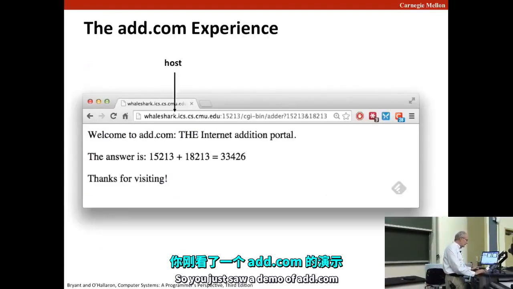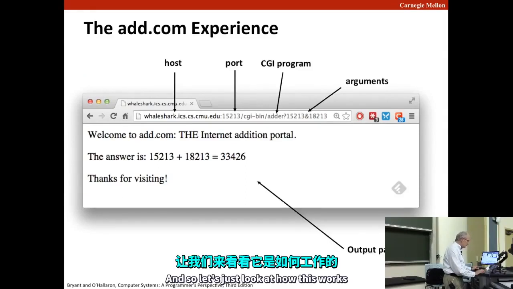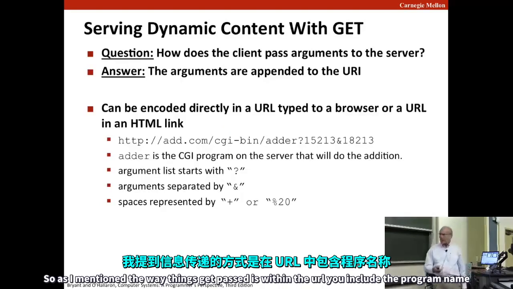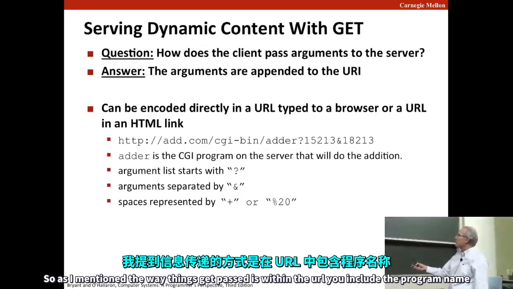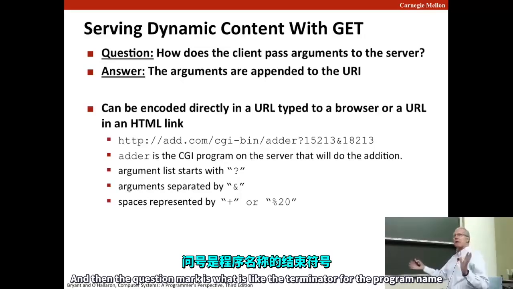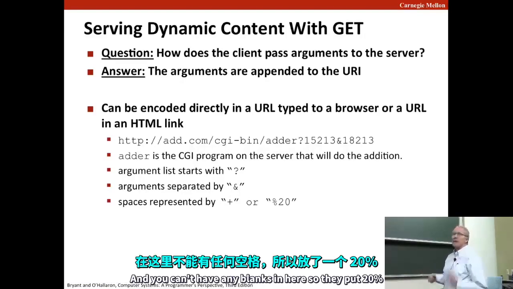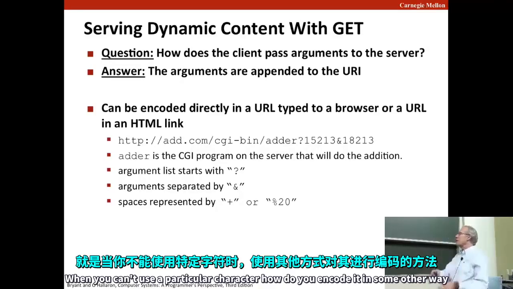So you just saw a demo of add.com. Let's look at how this works. As I mentioned, the way things get passed is within the URL: you include the program name, and then the question mark is the terminator for the program name, and then all the other arguments with ampersands between them. You can't have any blanks in here, so they use %20s, and as you've probably seen, various others; those are called escape codes. When you can't use a particular character, how do you encode it in some other way?